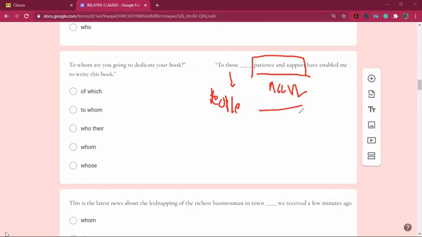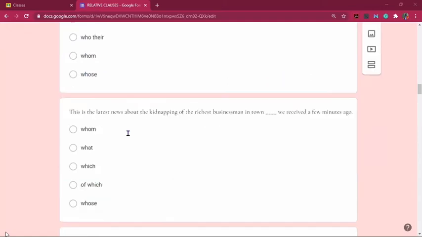Yes, that's right. So remember, when you talk about people, you have four options, whether you have to choose who, whom, whose, or that. That is replacing who, right? So here in this case, because you have the nouns patience and support, you have whose. Okay, so let's continue. Next.